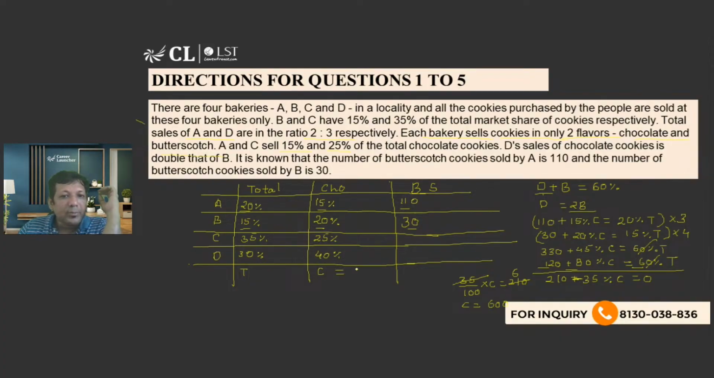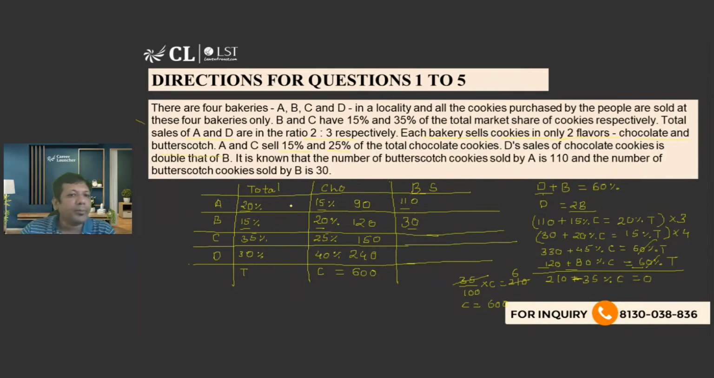So total number of cookies that we are having is 600. 15% of 600 is going to be 90. Then 20% is going to be 120. This 25% is going to be 150 and 40% is going to be 240. This is the total bifurcation that we have.